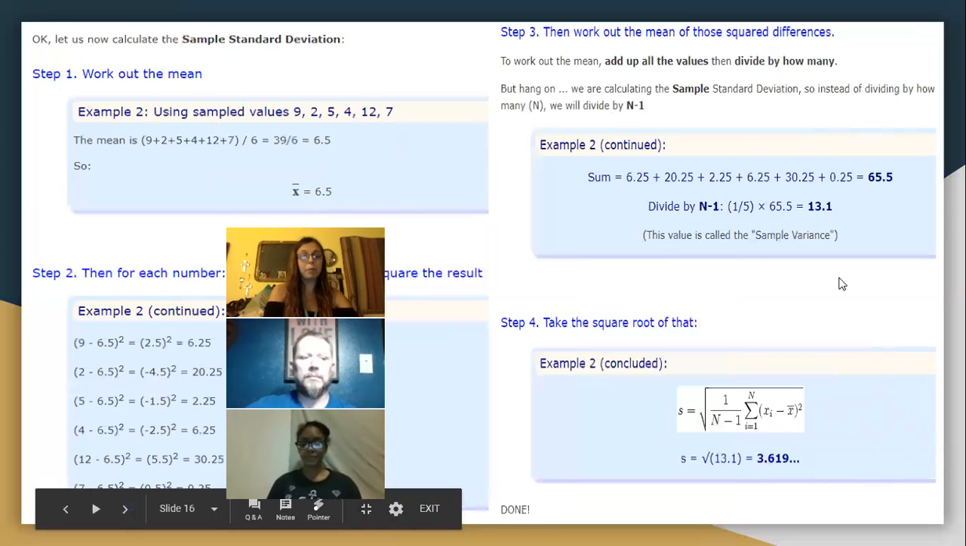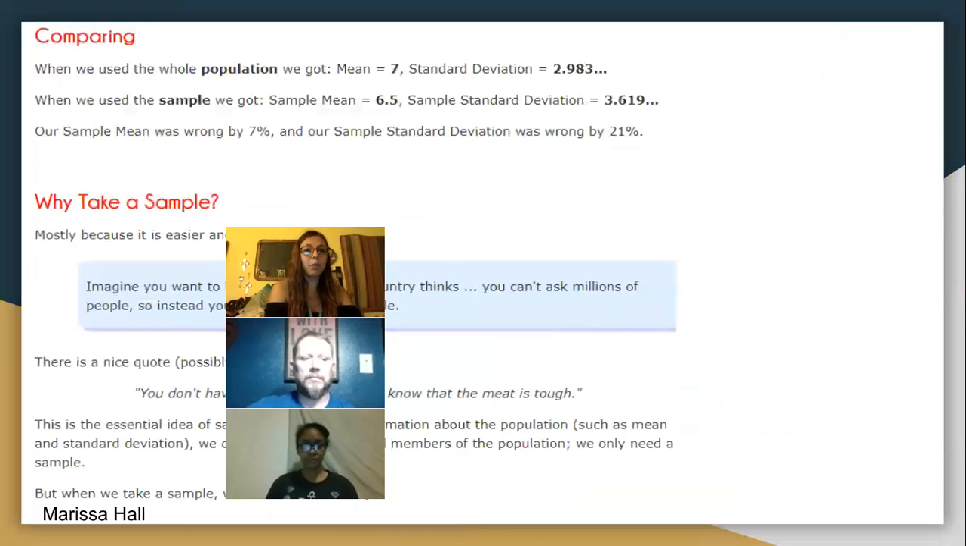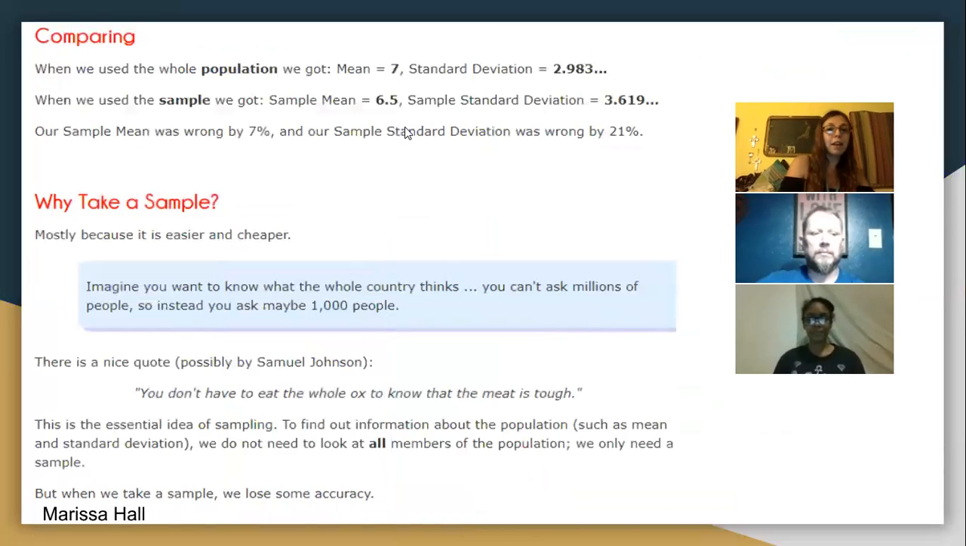Seems a lot simpler when we do a sample, because when you're comparing the two, when you use a whole population, we got a mean 7, standard deviation 2.983. When we use the sample, we got a sample mean of 6.5 and a sample standard deviation of 3.619. It was simpler and easier and cheaper to take a sample. So that's why it's a little different from the population.